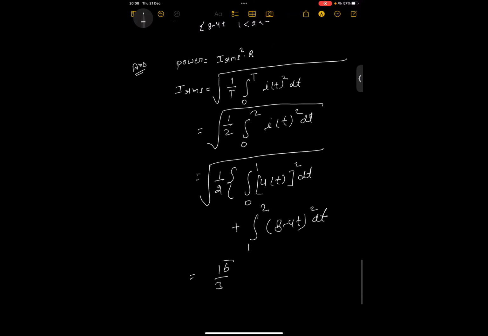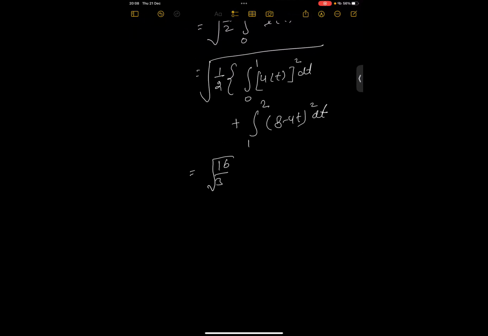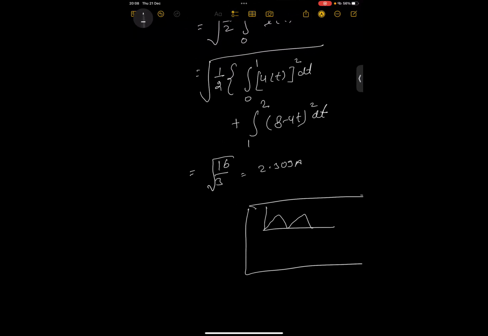If you can remember, remember one thing: for every triangular wave, if the highest peak is A, then the RMS value is always A by root 3. A triangular wave always has an RMS value of peak by root 3. This is the IRMS.